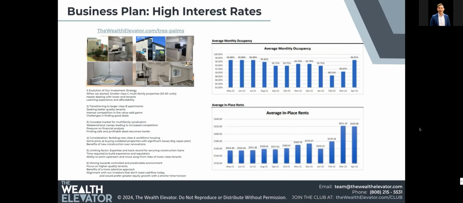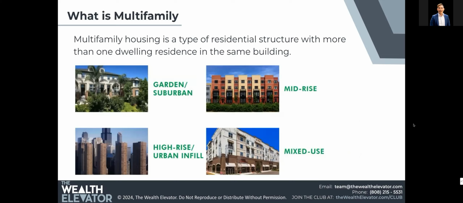This one actually went really well. We were able to get out of this asset in 2.5, 3 years, more than beating the business plan of doubling our money. So some of the basics here, just so you understand some of the vernacular.